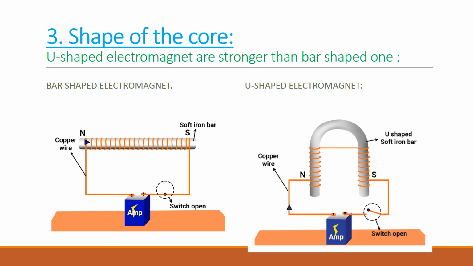Do you want to create a stronger electromagnet? Then instead of using a bar-shaped electromagnet, use a U-shaped electromagnet. If the core is U-shaped, it is like using two bar-shaped electromagnets. Can't you see from the diagram? So this makes a U-shaped electromagnet stronger. If you want a stronger electromagnet, instead of using a bar-shaped one, use a U-shaped one.